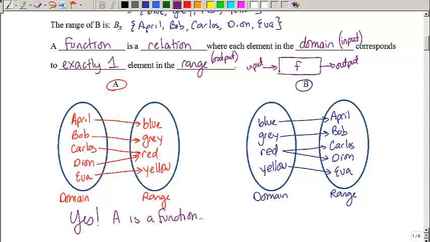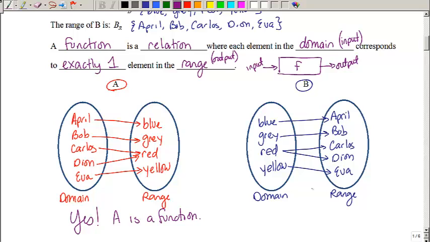Let's look at relation B. Blue is being mapped to April. If I plug blue into my function machine, I'll get out April every single time. If I ask my little function machine, who's wearing the gray shirt? It'll tell me Bob. If I plug red into my function, it may give me Carlos or it may give me Dion. In this case, I don't think this function machine is working real well.